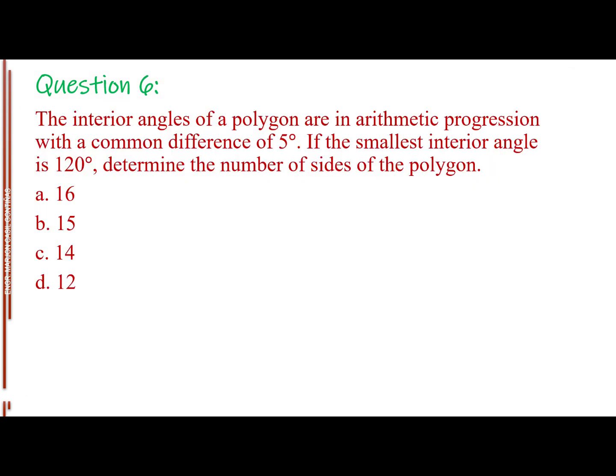The interior angles of a polygon are an arithmetic progression with a common difference of 5 degrees. If the smallest interior angle is 120 degrees, determine the number of sides of the polygon. Letter A, 16, letter B, 15, letter C, 14, letter D, 12. Your timer starts now.